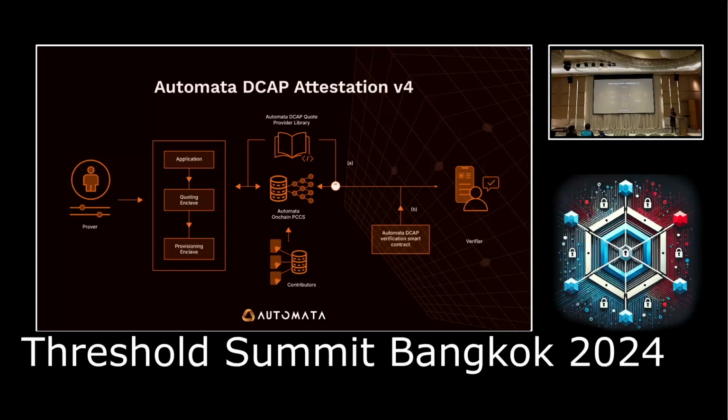So we have contributors that could submit collateral permissionlessly, and people that are interested in generating quotes would have unlimited, unrestricted access to the on-chain PCCS. And then once we have the quote generated, the verifier will also have access to the on-chain PCCS. And since we have all of these collaterals published on-chain, it's also very easy for us to have a DCAP verifier contract read those collaterals directly through our on-chain PCCS.